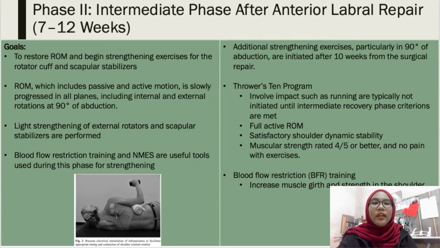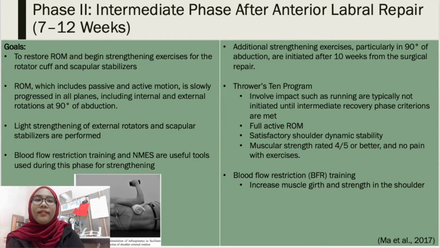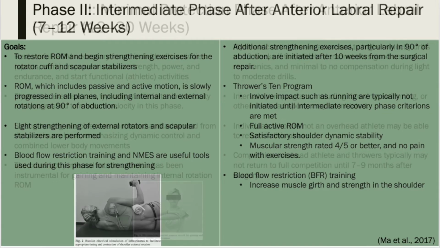Additional strengthening exercise can be initiated after the 10th week of post-op. In this phase 2, there is a throwing program that involves athletic activities. This program involves impact towards the shoulder. This program can only be initiated when certain criteria are met, like full active ROM, improved shoulder dynamic stability, and muscle strength 4 to 5 or better with no pain.